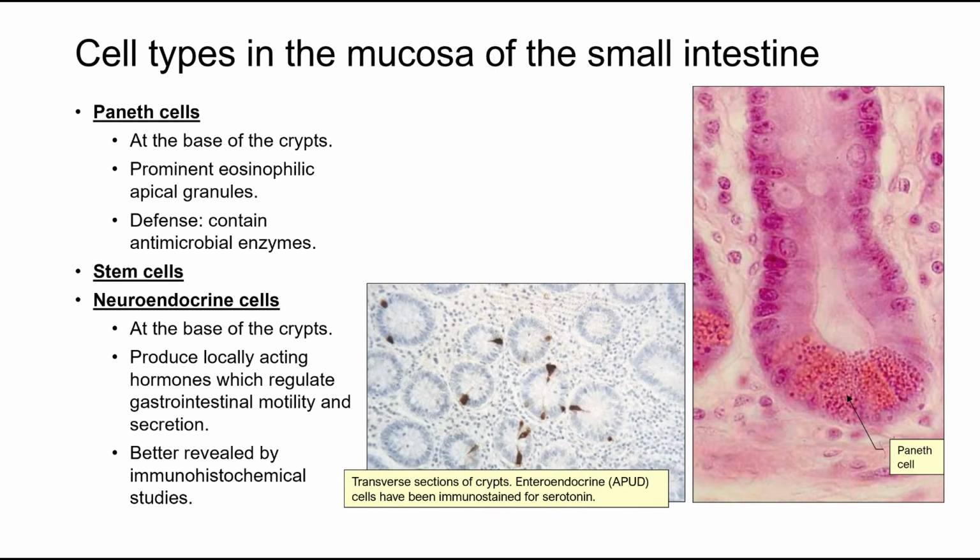In the crypts, there are cells which are called Paneth cells, especially in the base of the crypt, and you can see that they have prominent eosinophilic granules. They secrete an enzyme which has antimicrobial properties for defense.